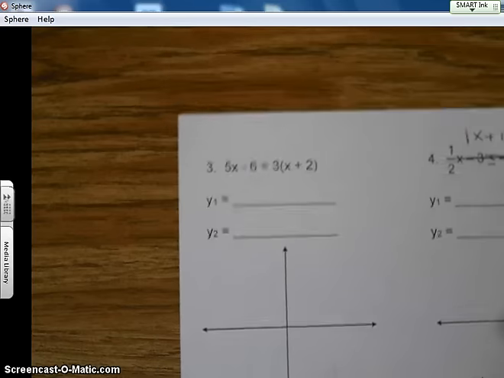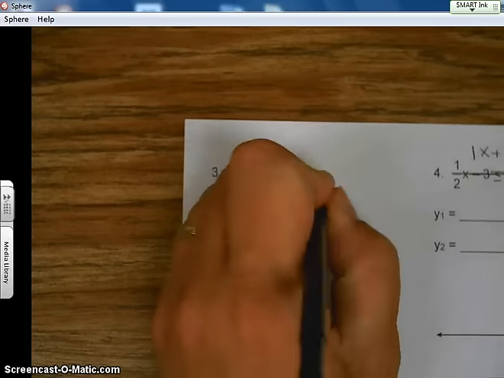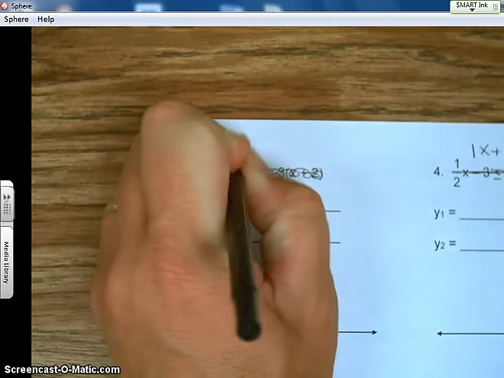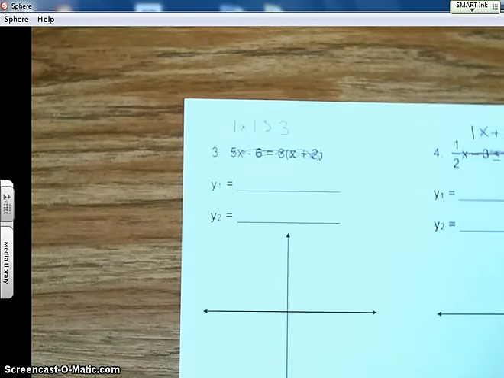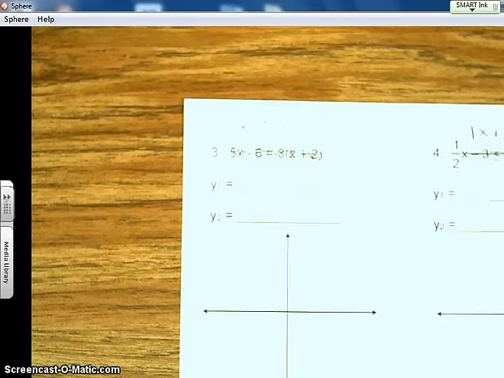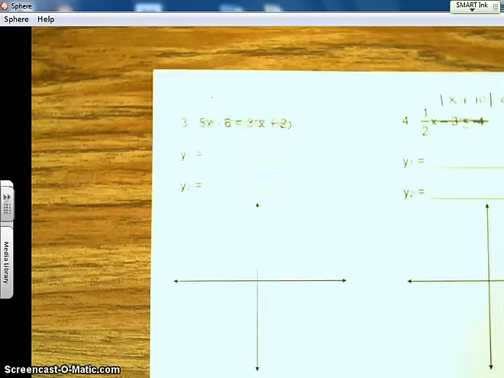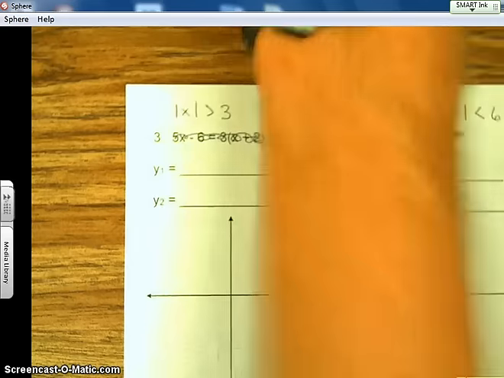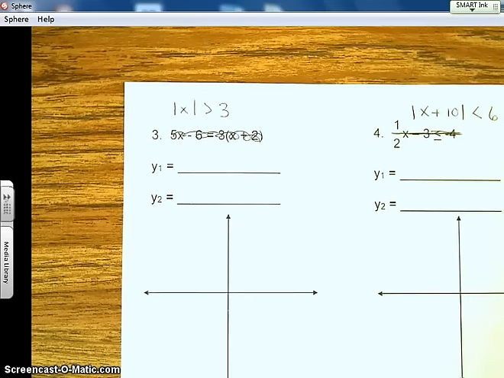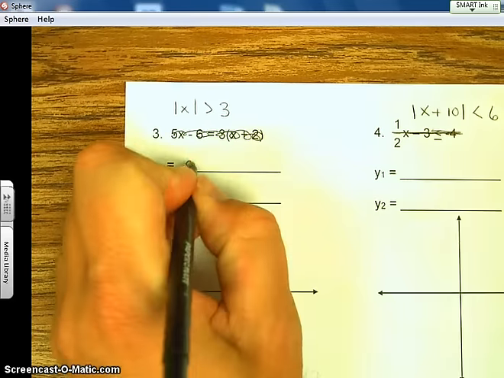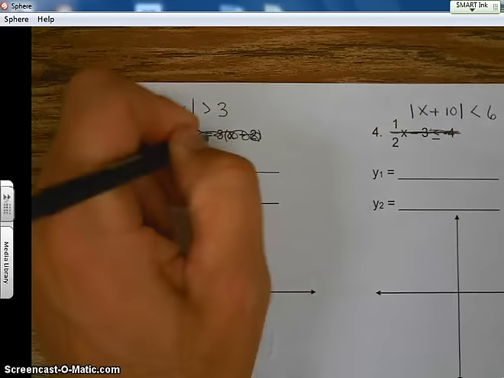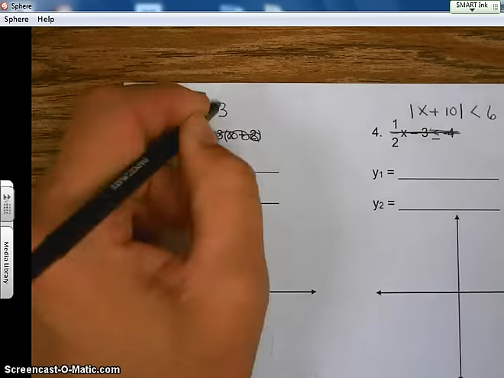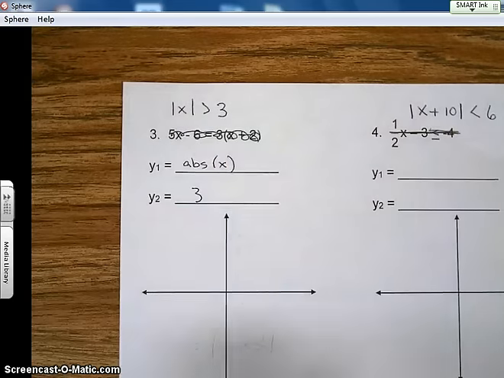This time, let's look at the absolute value of x is greater than 3. Absolute value of x is greater than 3. So we start out the same way. And then 3 goes in for y2, just like we split it down the middle. The left side goes first, right side goes second. Okay, graphing it.